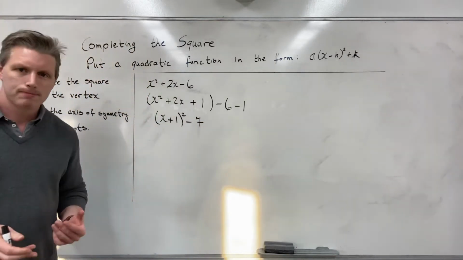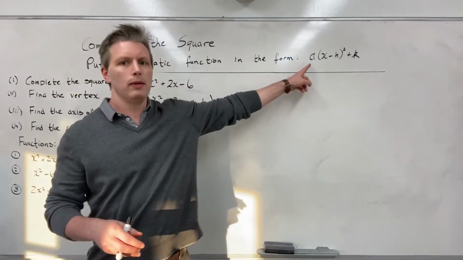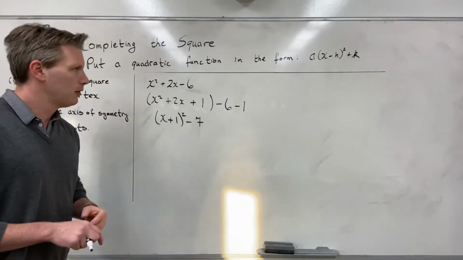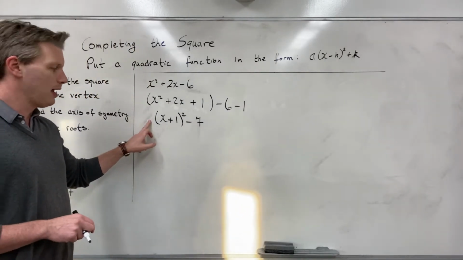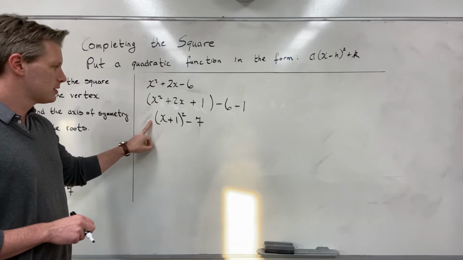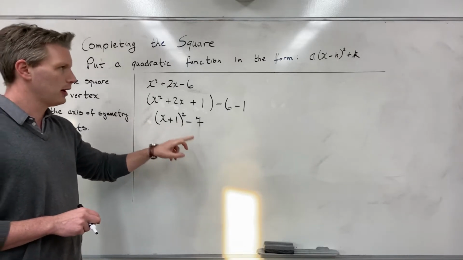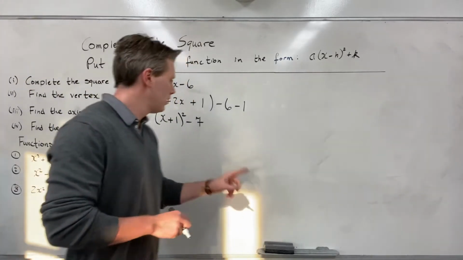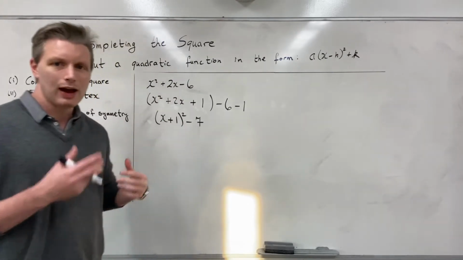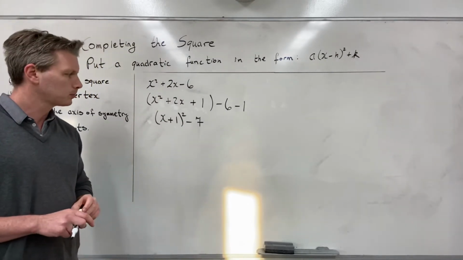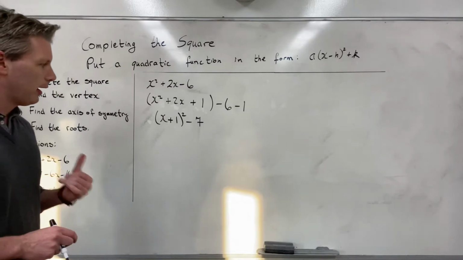And that's it. I am now in the form I want. I'm now in the form of some constant a, in this case my a is 1, times x plus 1 squared, that's my x minus h squared, plus a constant, minus 7. I have now completed the square. Okay.